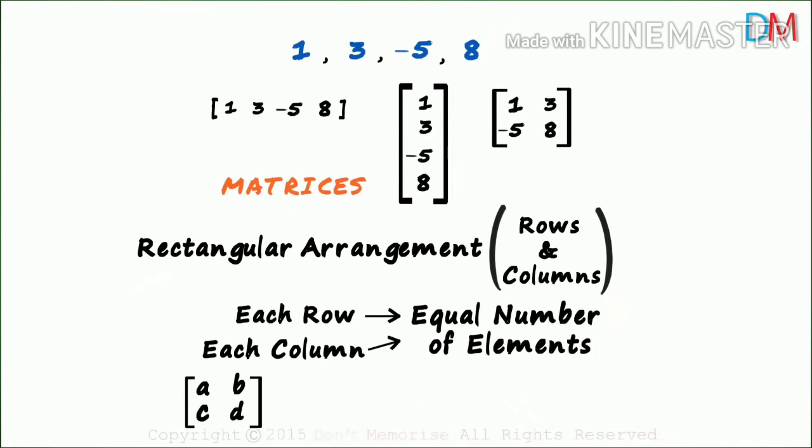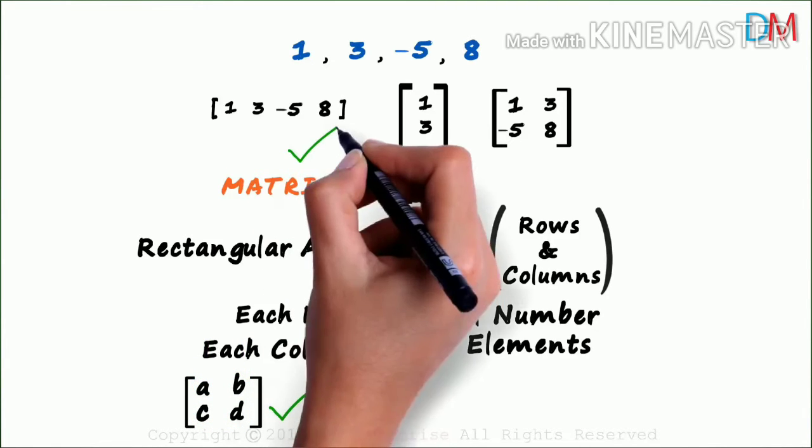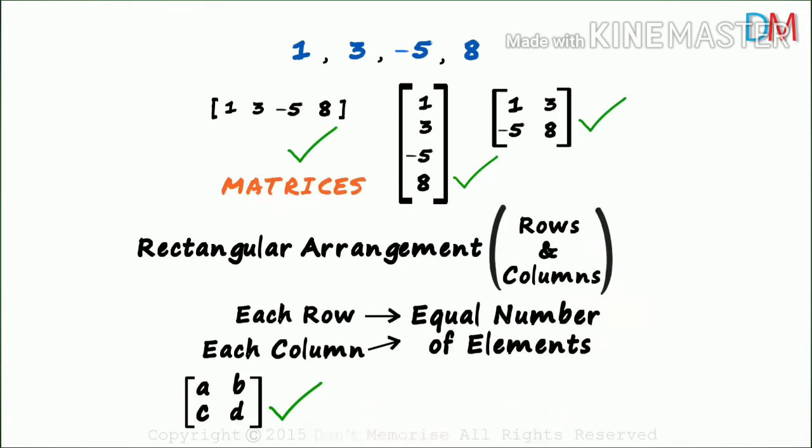So is this a matrix? Elements A and B in the first row and elements C and D in the second. It is a rectangular arrangement. Each row has 2 elements and each column has 2 elements. It is a matrix. And these 3 are also matrices.